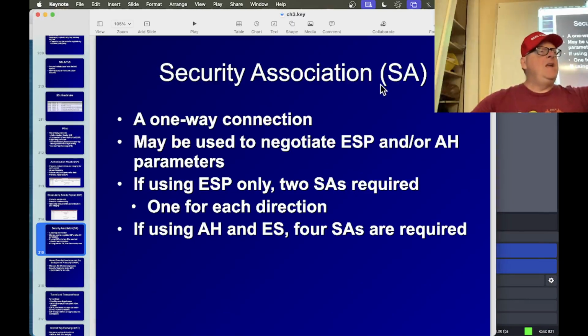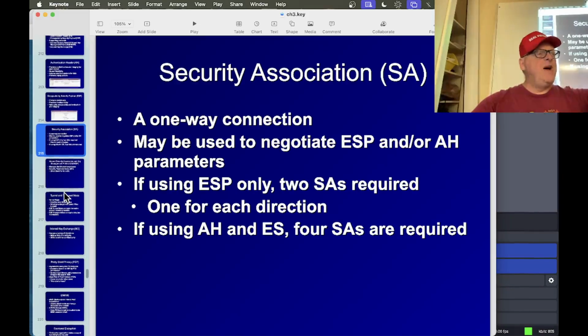So in IPsec, you establish a security association, a one-way connection between two servers, so you typically have to make two of these. And if you're using both authentication header and ESP, then you have to have four security associations. Like I say, it's very complicated.